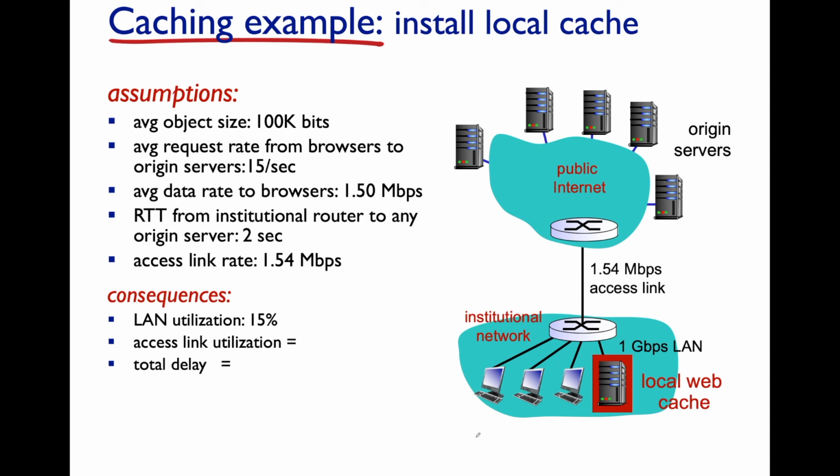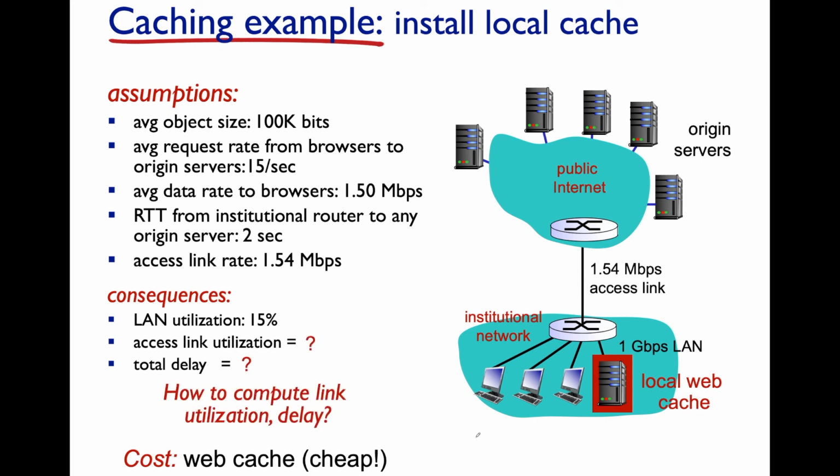So what can we do? An alternative, both in terms of the cost as well as the impact in the reduction of the access time, is to implement or install a web cache locally to the institutional network. Now, of course, if we did this, something very dramatic happens. So the cost of a web cache is very cheap. It's just a low-end machine. You deploy it, install some software, keep it running, and everything's good.